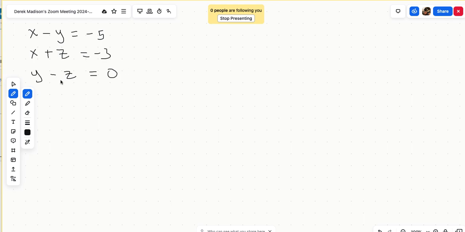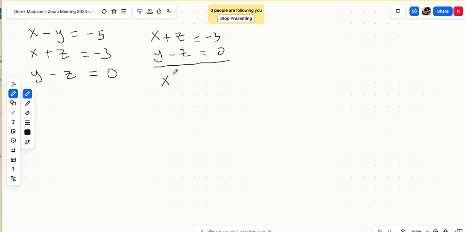And so what you do is you just decide to eliminate something, and it'll make sense in a second why that is. Right now, these z's are kind of looking at me like that would be a really easy move to make. So I'll go ahead and do x plus z equals -3, and I don't have to do anything to that because I have a plus z and a minus z, and that's why I'm picking that particular pair of equations.